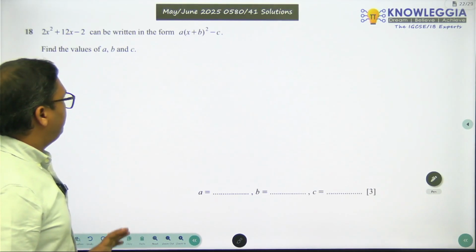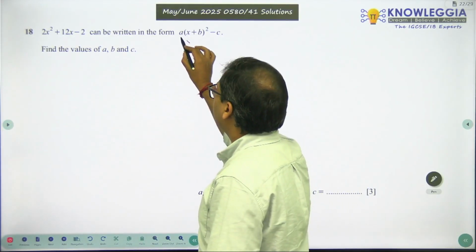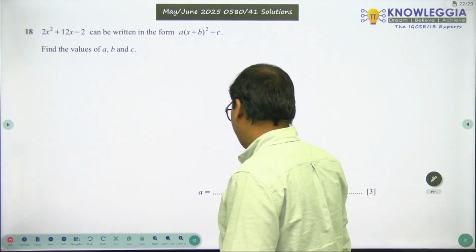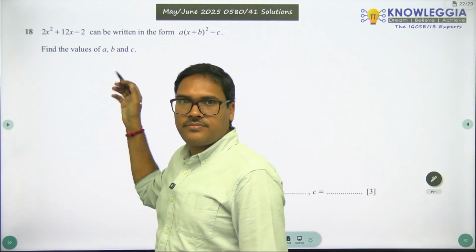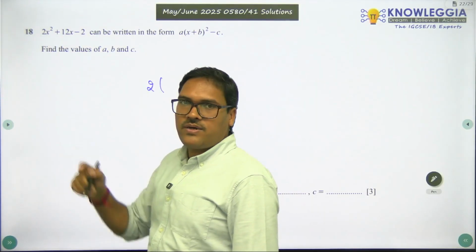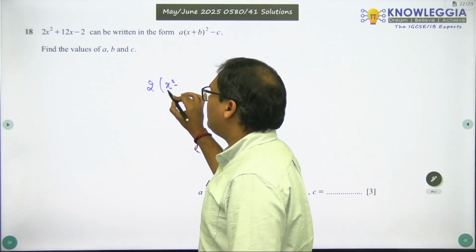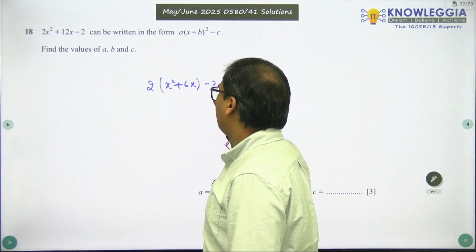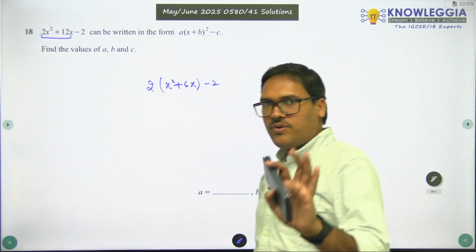Now the next question: if this expression can be written in this form, then find the values of a, b, c. Ultimately you have to complete the square. Here you just make the coefficient of x square as 1. So I can take 2 common. So this is 2 times x square plus 6x. Just focus on the x square term and the x term, and make the x square term 1.